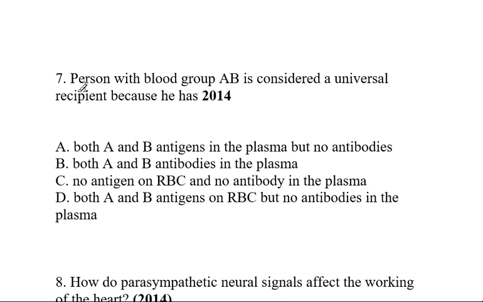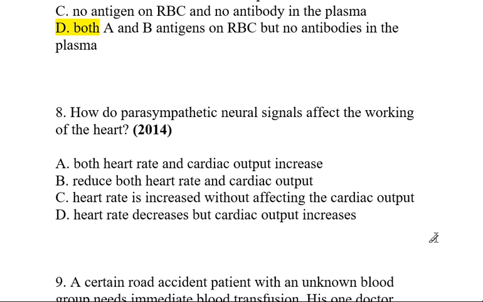A person with blood group AB is considered a universal recipient because he has both A and B antigens on RBCs but no antibodies in the plasma. So it's option D. How do parasympathetic neural signals affect the working of the heart? It reduces the heart rate and cardiac output. So it's option B.